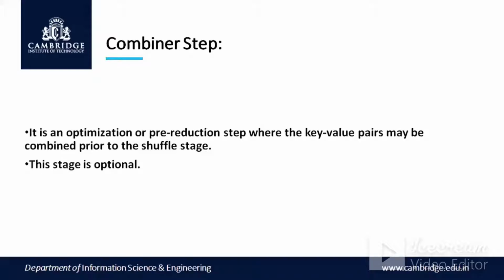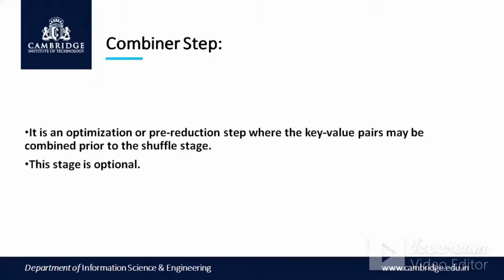This is just an optimizing step or a reduction step. Here, the key value pairs will be mapped. So what are these key value pairs in MapReduce? Suppose we take the example of word count. For word count, the keys are nothing but the words. Values are nothing but the number of occurrences of that particular word in that text file. So that is the key value pairs here.